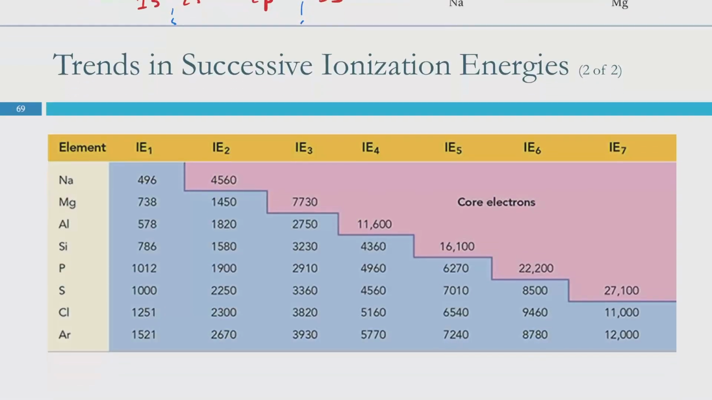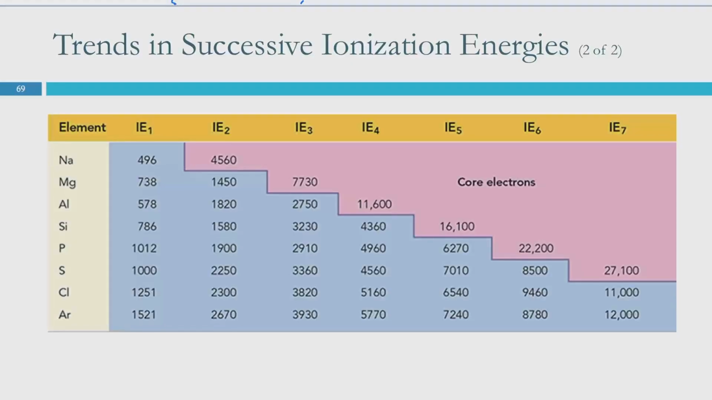So this is our trends in successive ionization energies. On the top we've got first, second, third, fourth, all the way up to 7th ionization energy. And then we've got a bunch of different elements: sodium, magnesium, aluminum, just moving across row 3, all the way out to argon. And for removing our core electrons, we can see those ionization energies in this shaded pink.